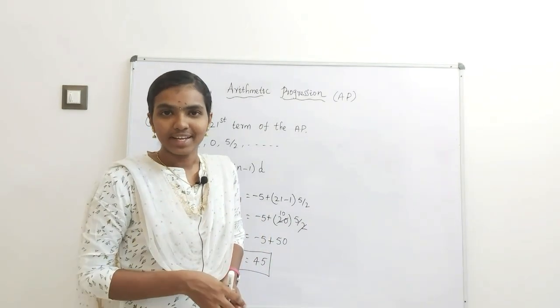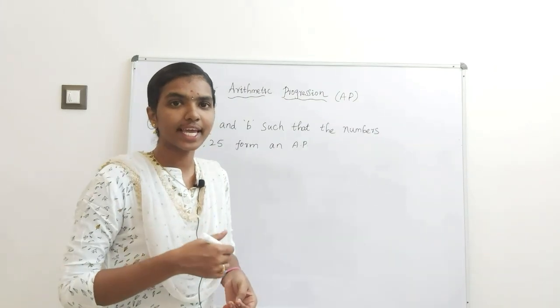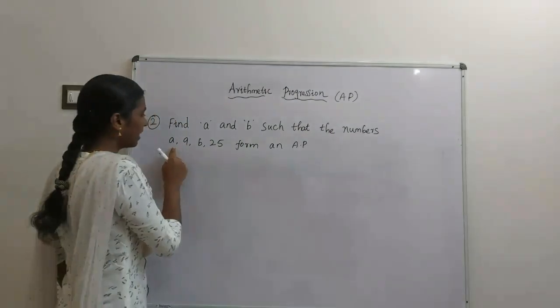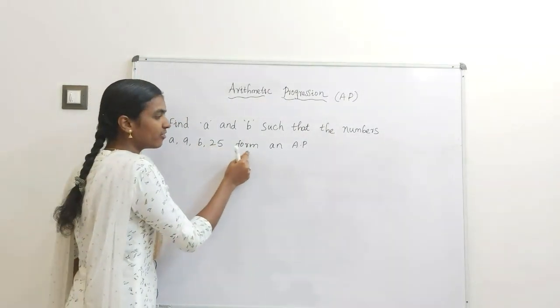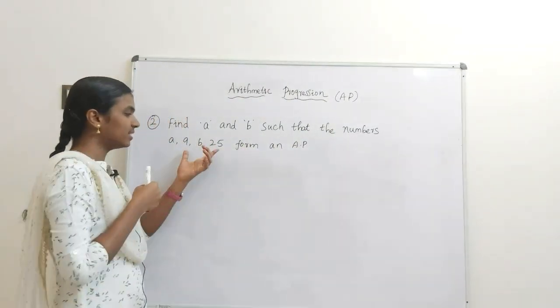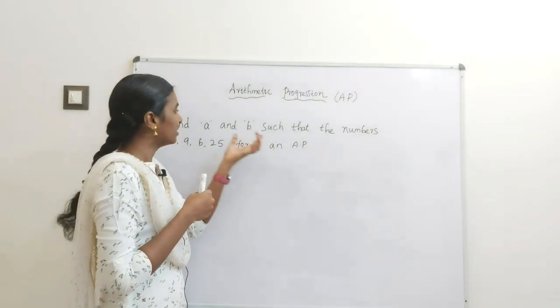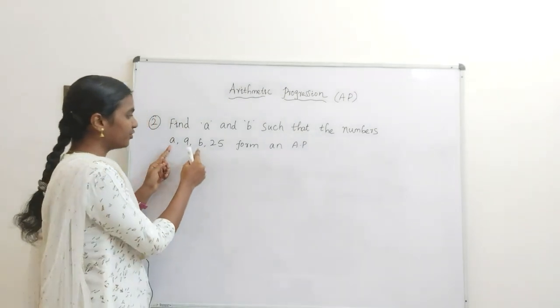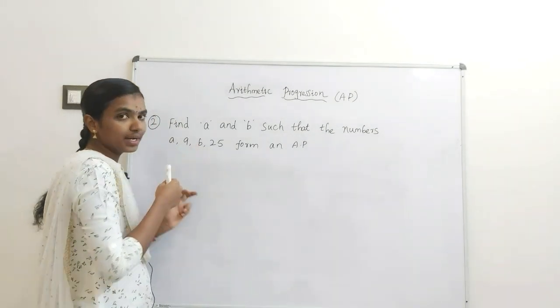So ready for the next question. The second question is, find a and b such that the numbers a, 9, b, 25 form an AP. So the given terms form an AP, but we need to find the unknown values a and b.